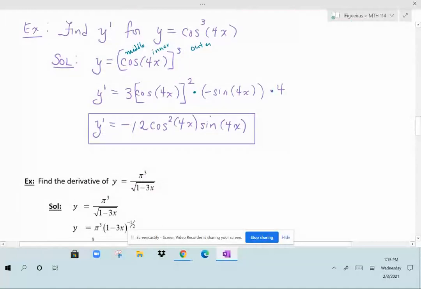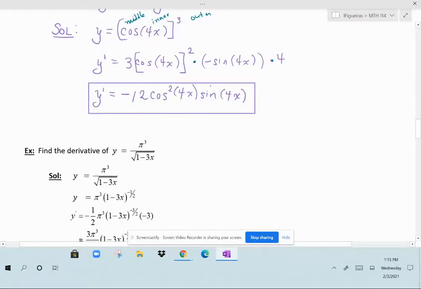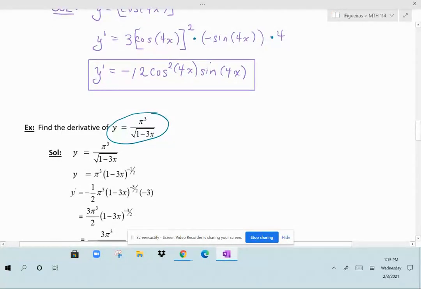All right, so here's an example where on the surface it might look like quotient rule is the best choice, but you can actually avoid quotient rule, which takes a little bit long and definitely takes more space on your paper. When your numerator is a constant, and pi cubed is just a number, it is a constant, you can avoid using quotient rule by rewriting the expression and just using chain rule.